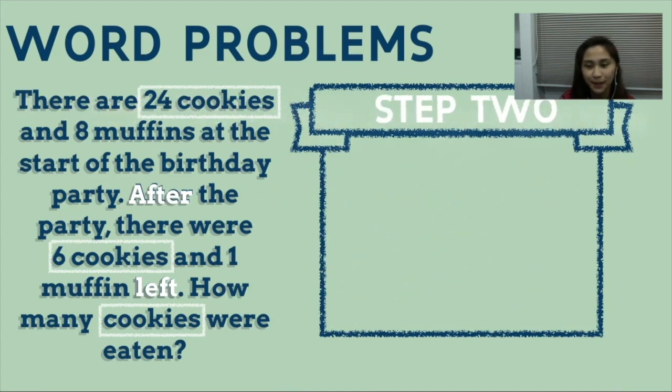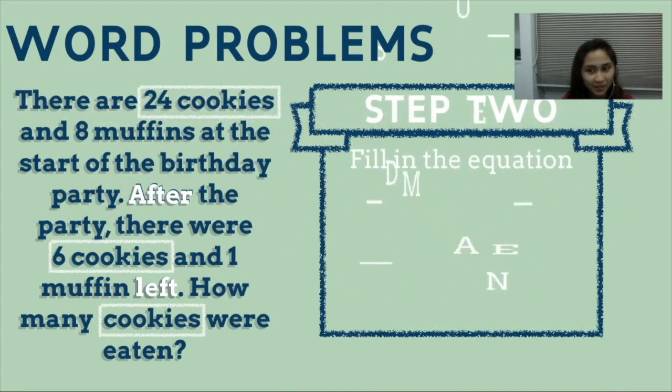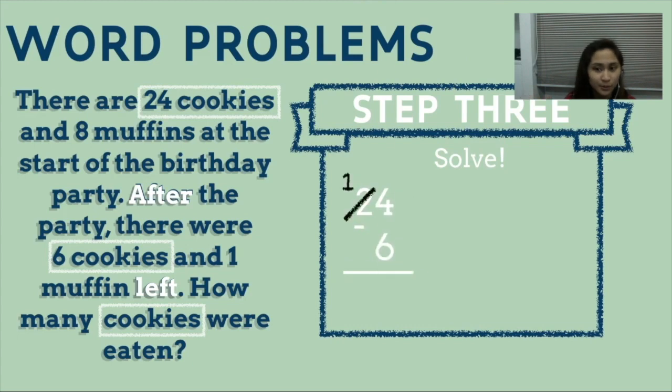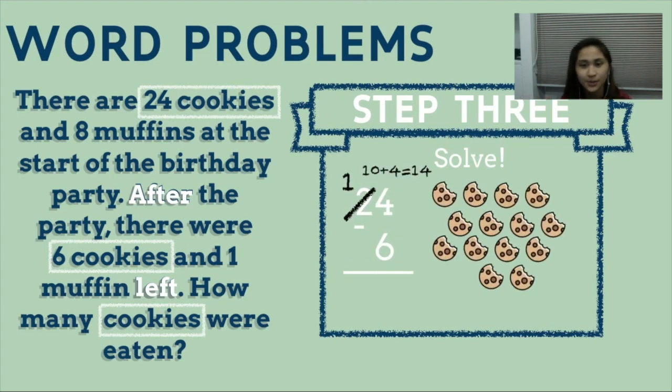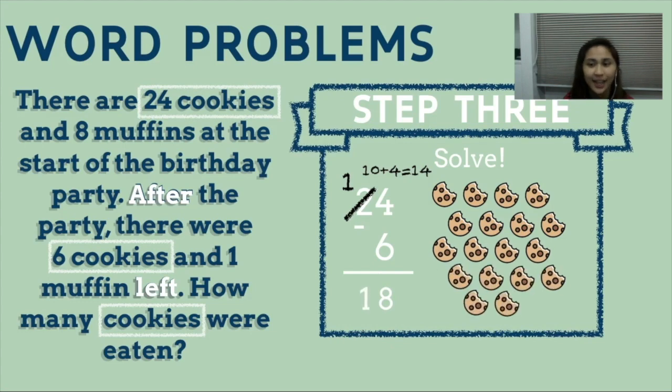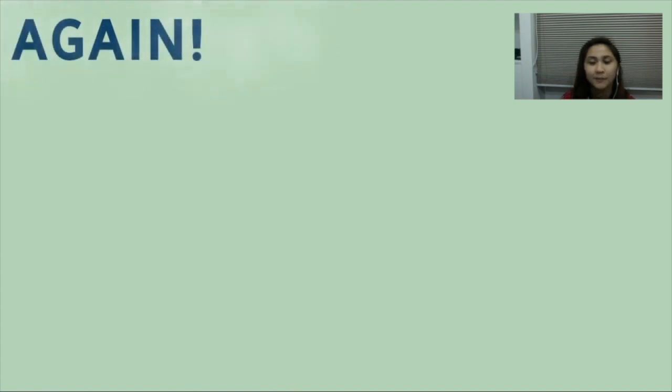So we go to the next step now. And you fill in the equation. So it becomes 24 minus 6. And the last step, again, is to solve. So since we need to borrow again, you take away 1 from 2 and you add 10 to 4. So it's 14. And if you have 14 cookies and then you take away 6, you count that, you get 8. And you bring the 1 down and then you get 18 cookies. So to answer the question, there were 18 cookies eaten during the entire birthday party.